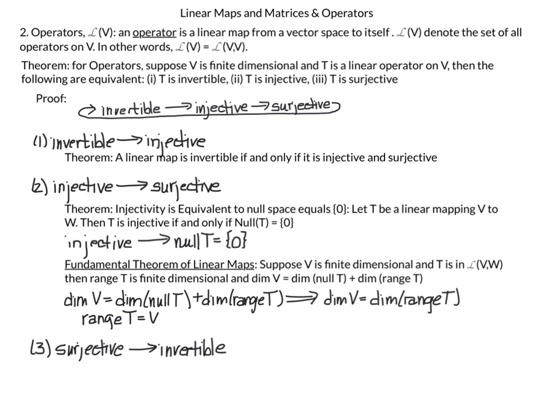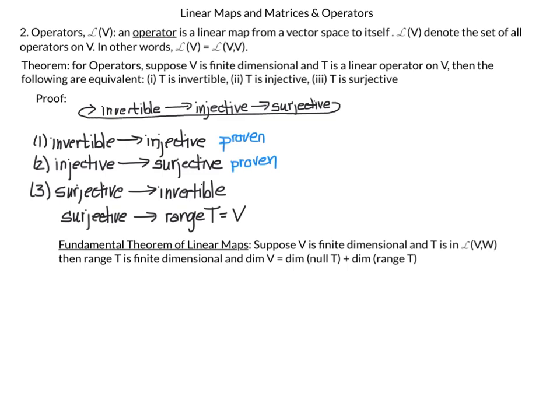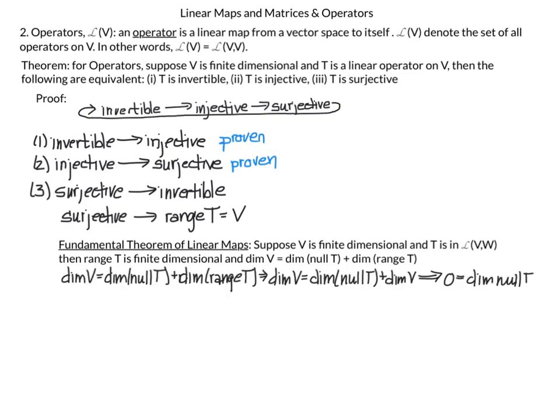Finally, we have surjective implies invertible. And we're going to need more space for this proof. It's not difficult, very similar to this one here, but we definitely need more space. So proving surjective implies invertible, we'll start with surjective implies that the range of T is equal to the entire space V. Again, we're going to use the fundamental theorem of linear maps. We're going to suppose V is finite dimensional. I'm just going to skip to here. Then dimension of V is equal to dimension of nullity plus dimension range of T. So writing that out, dimension of V is equal to dimension nullity plus dimension range of T.